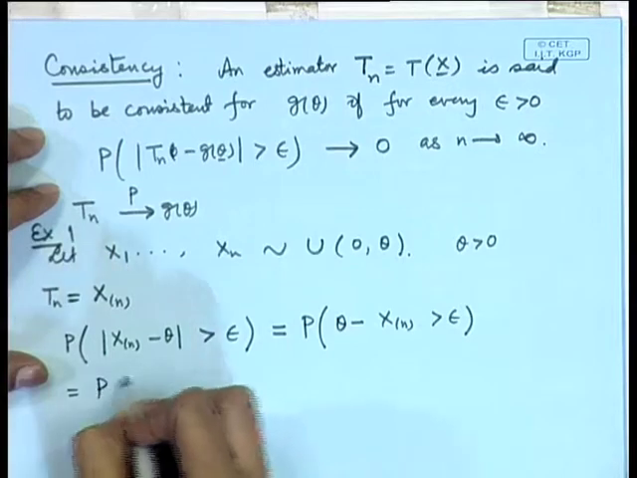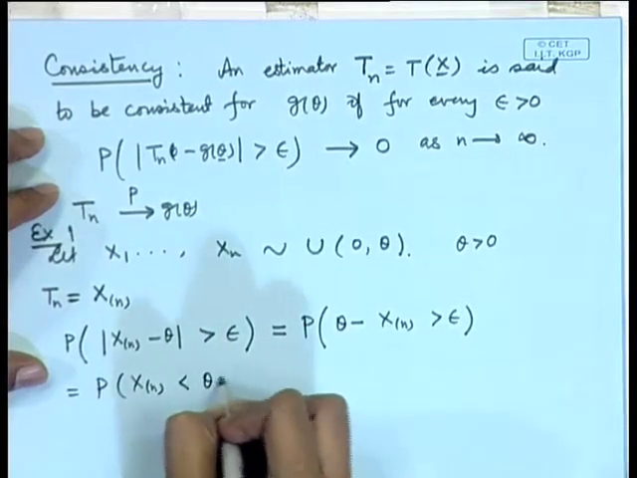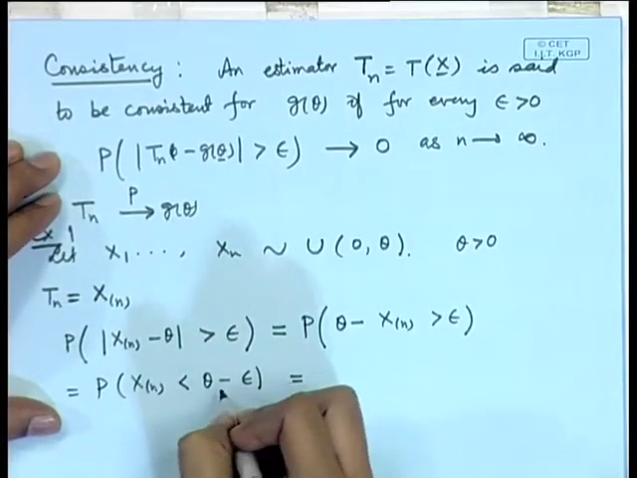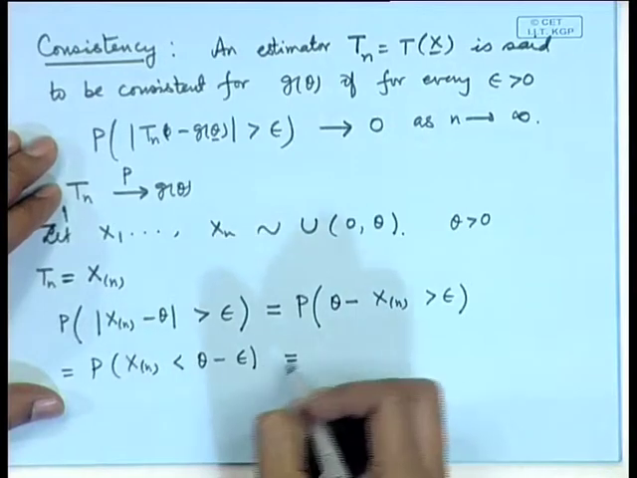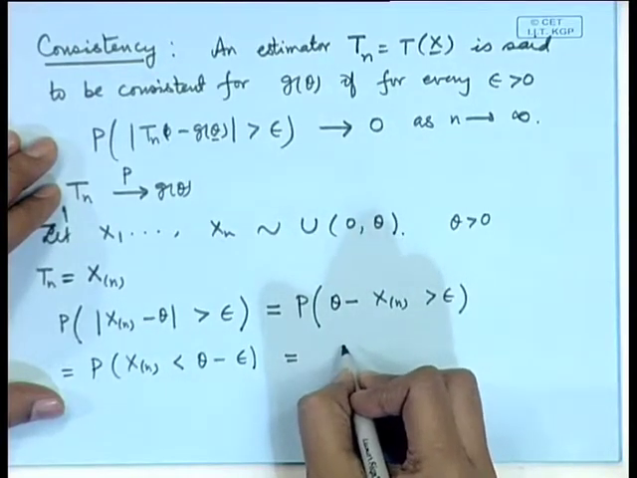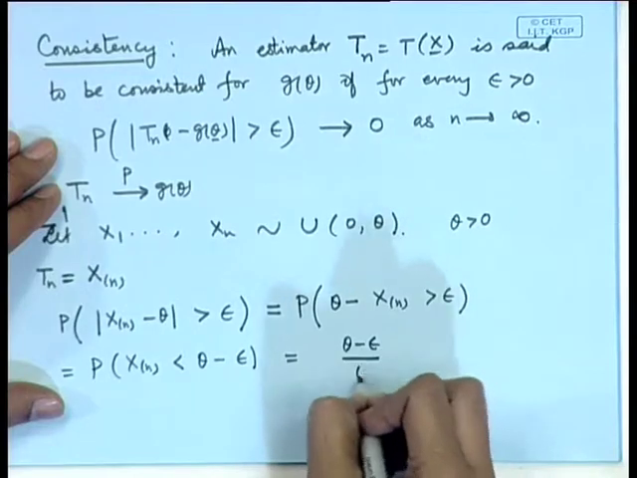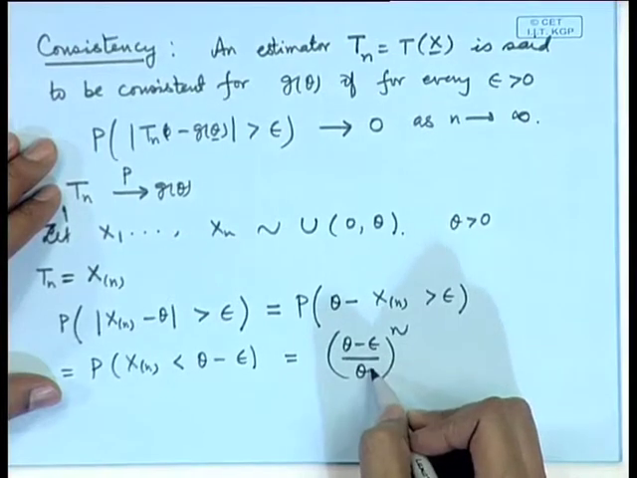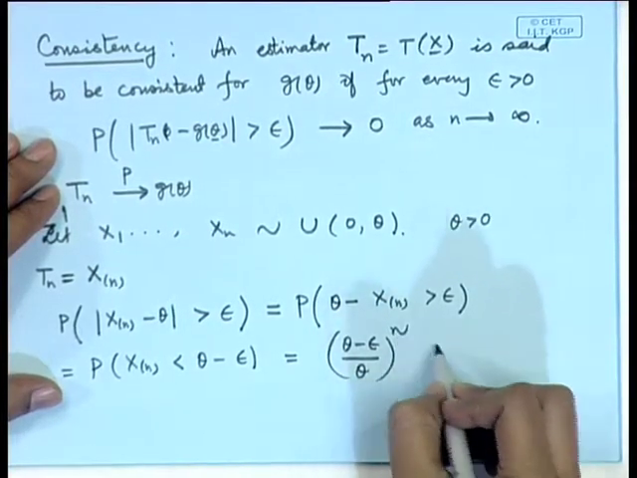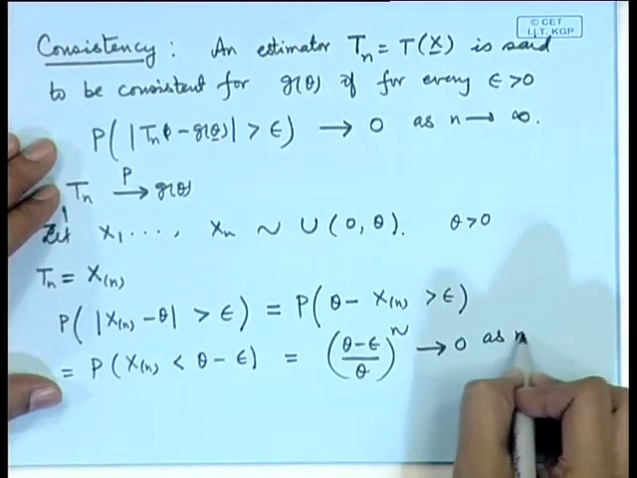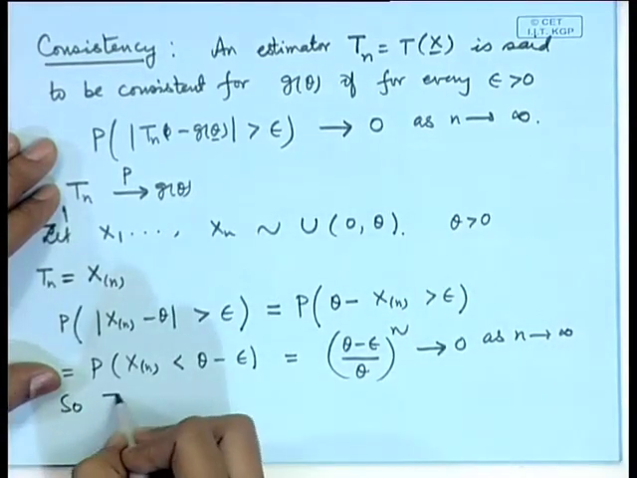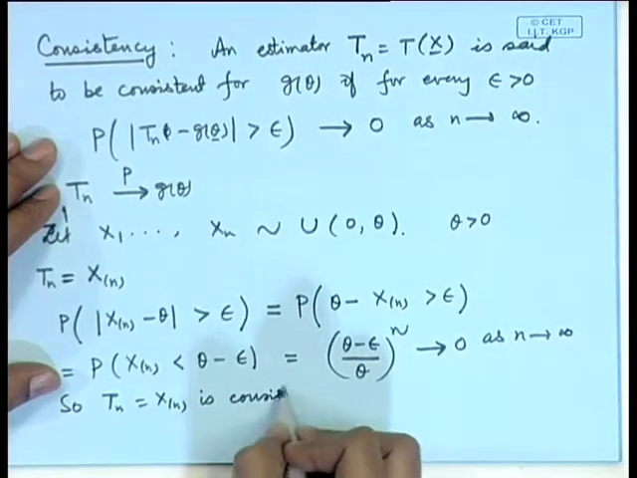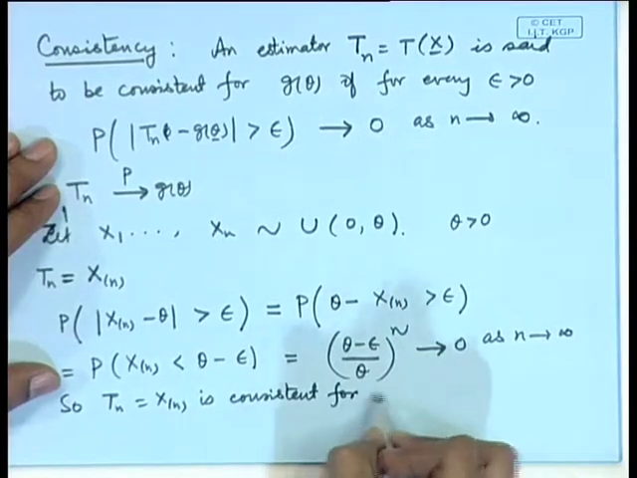So, this is equal to the probability that X_(n) is less than theta minus epsilon. We have already worked out the distribution of this largest order statistic. It is ((theta minus epsilon) by theta) whole to the power n. If epsilon is a positive number, then (theta minus epsilon) by theta will be less than 1. So, this power n will go to 0 as n tends to infinity. So, T_n, that is equal to X_(n), is consistent for theta.